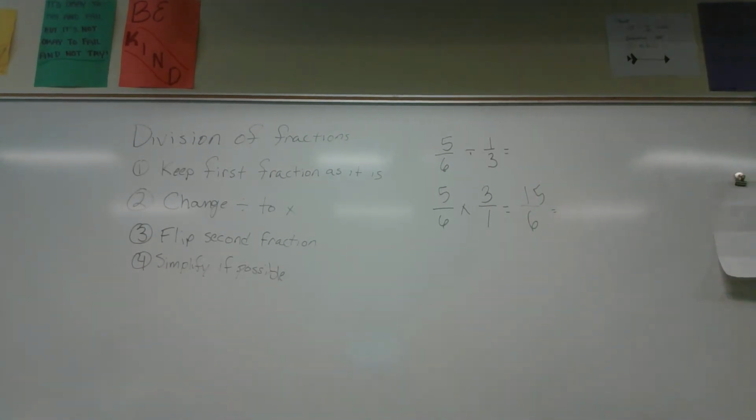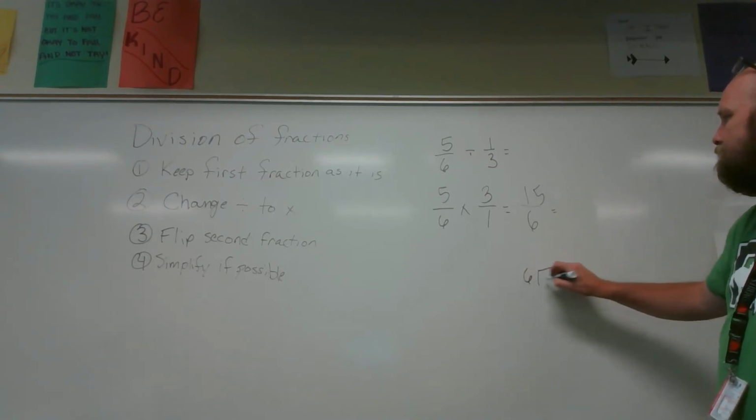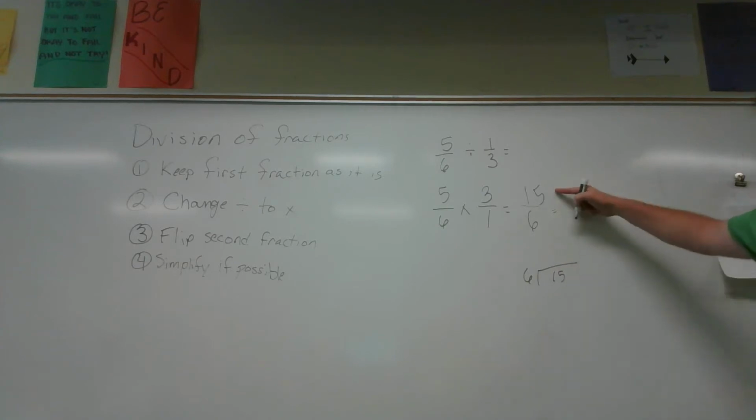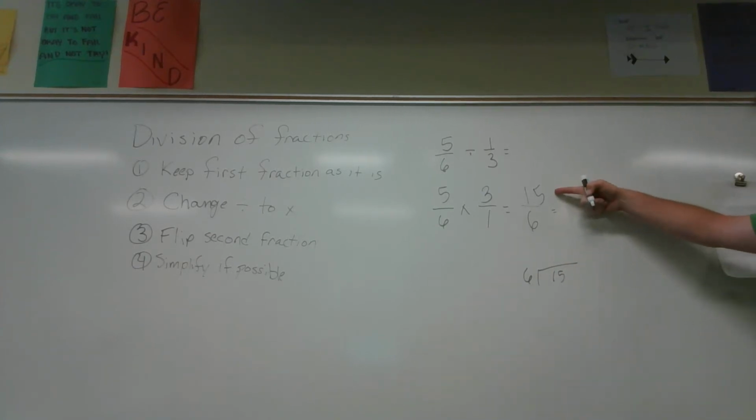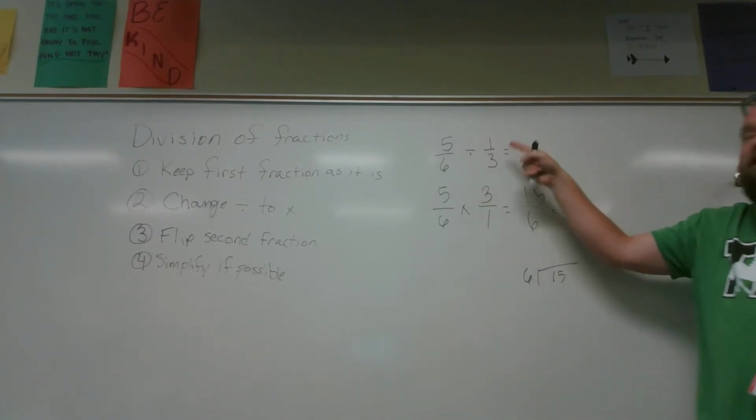Lawrence, how do I change an improper fraction to a mixed number? Not by simplifying it. Oh, divide. We divide it, good. So I have 6 divided into 15, or as a fraction actually says, 15 divided by 6. That's what that 15 over 6 means. That's what 5 over 6 means, 5 divided by 6.